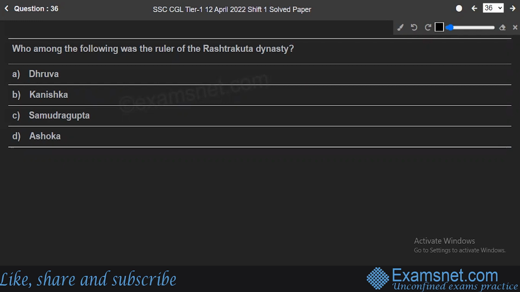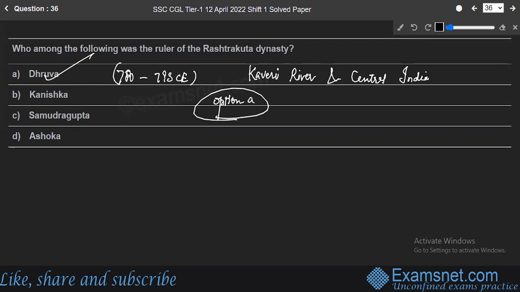Dhruva is a ruler of the Rashtrakuta dynasty from 780 to 793 CE. During his reign, the kingdom expanded into an empire, which included all the territory between Kaveri River and central India. All right, so option A, Dhruva, is the answer to the question. Hope you understood it. Let's move to the next question.